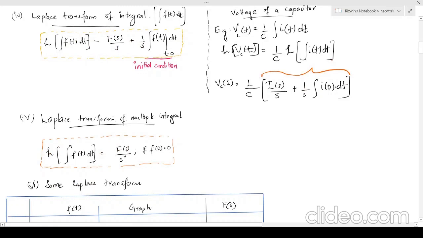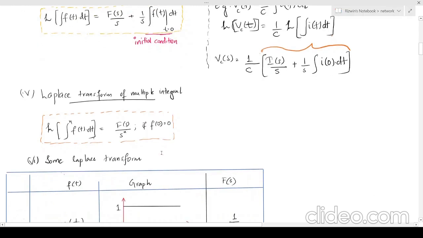If we take a Laplace transform of such a function, the Laplace of the nth integral of f of t is equal to F of s by s raised to n, if the initial condition, the value of f of 0, is 0 in this case. So there won't be any initial condition. This transformation will be rarely used.